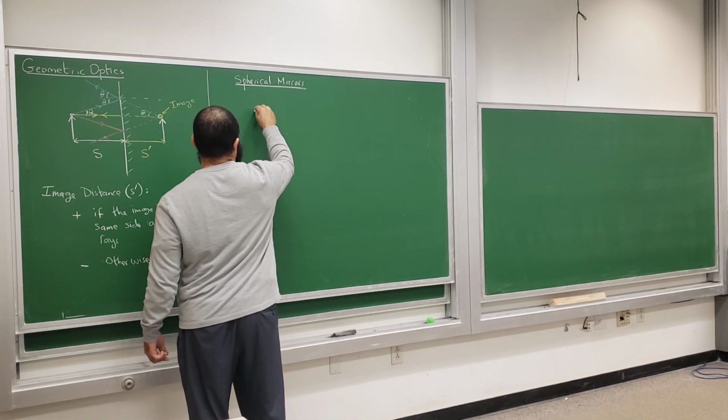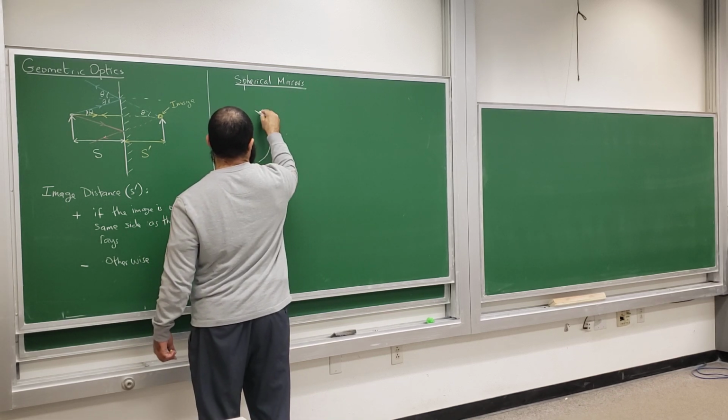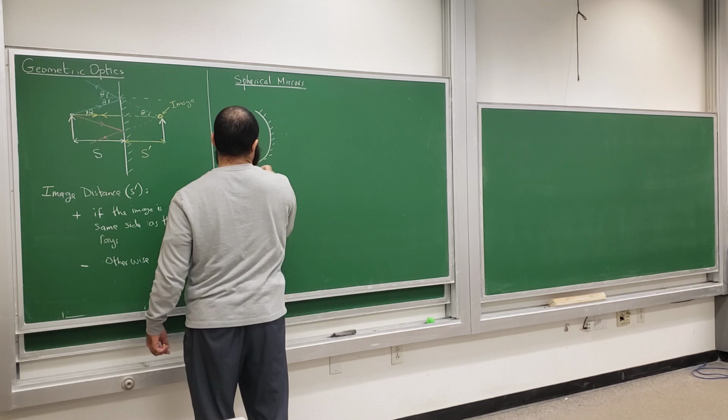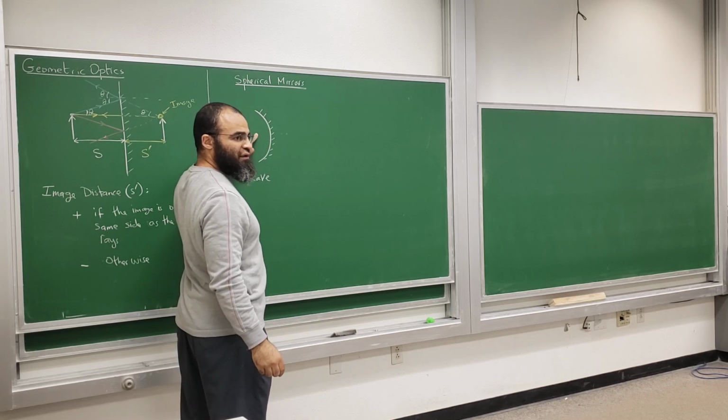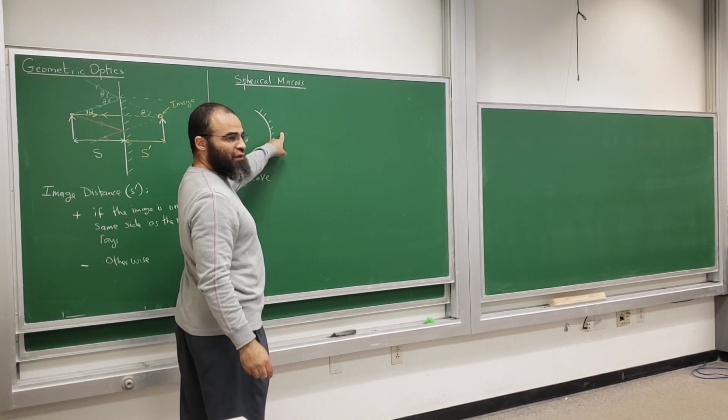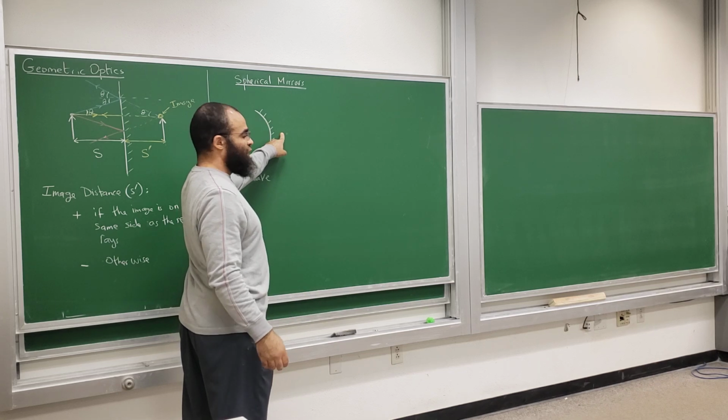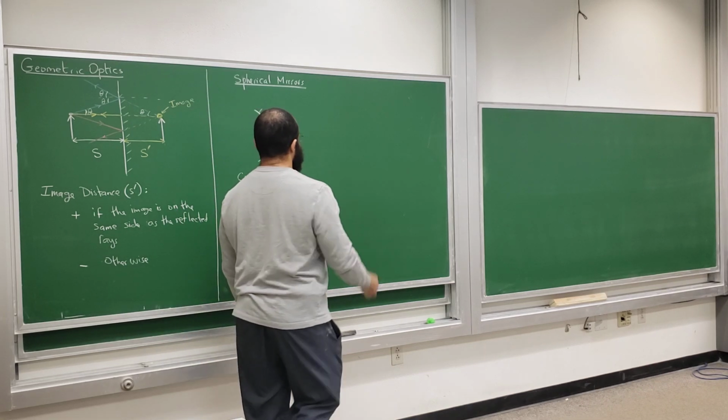There is the concave. This is a concave mirror. Meaning this is the reflecting side. This is the reflecting side. This one is just behind the mirror. And then there is convex.